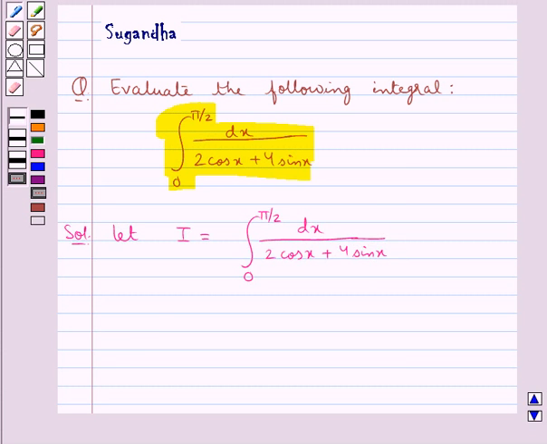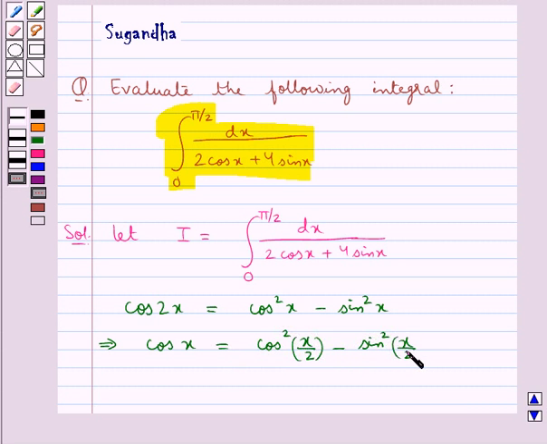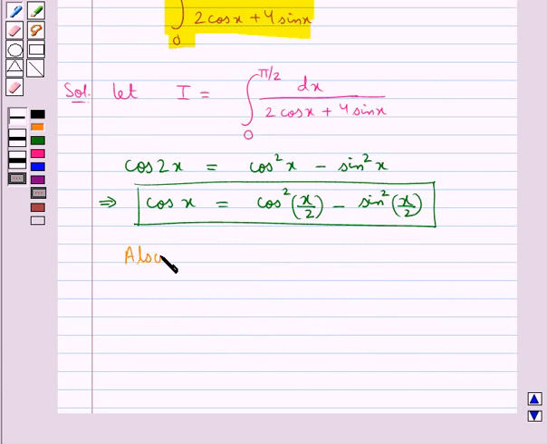sin x. Now we know that cos 2x is equal to cos square x minus sin square x. So this means we can write cos x equal to cos square x upon 2 minus sin square x upon 2. Also, we know that sin 2x is equal to 2 sin x into cos x. So this would mean that sin x is equal to 2 sin x upon 2 into cos x upon 2.